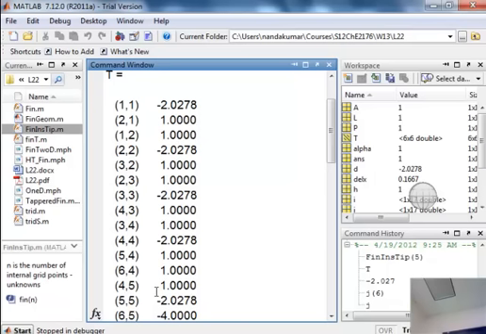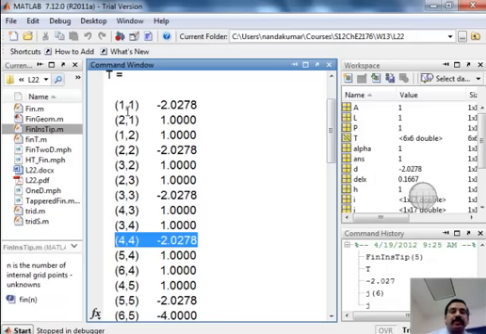Whether I print it here or I print it there doesn't matter, because it simply says that the 4,4 position contains the value of minus 2.0278. Okay? So I think what Matlab has done in printing that is kind of resorted it, and I have to see whether there is a method to this madness of how they sorted it out.